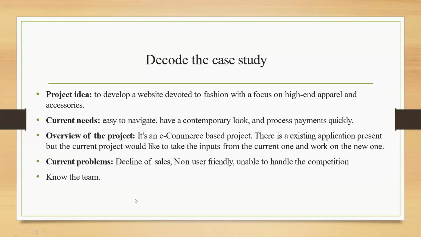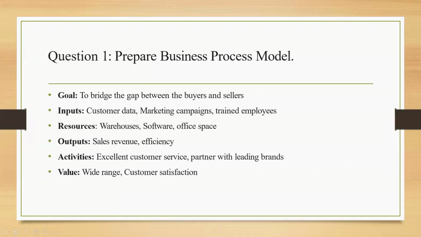Then you need to know who the team members involved with the particular case study and project are. So once you have read the online agriculture product store case study, decode it and get to know what the project idea is about, what the current needs of the project are, an overview of the project, what problems are involved in that particular project, and know the team. So this is how you need to decode your case study. Once you have decoded the case study, you can start answering the questions.